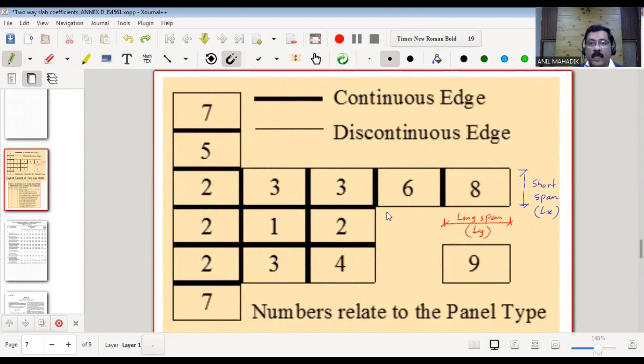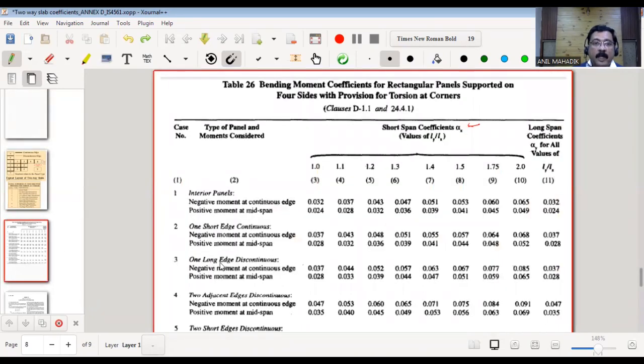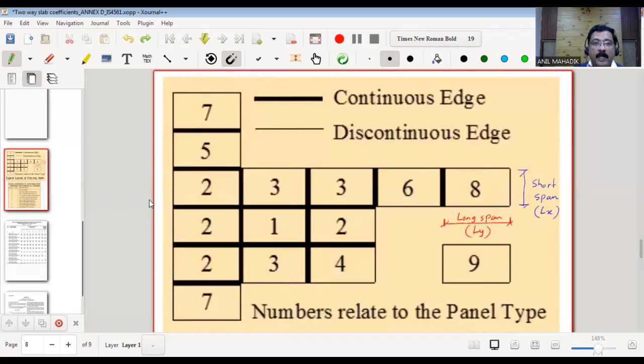Similarly, for other cases, you can see here, you will say that these 2 long edges are discontinuous and 2 short edges are continuous for case 6. So this way you can interpret the meaning of this. Now, depending on this continuous and discontinuous, there will be the moment values given. Let's take the example of case number 1 first.